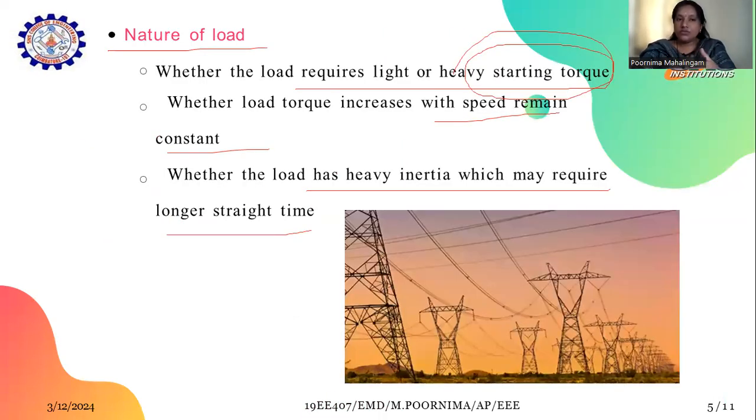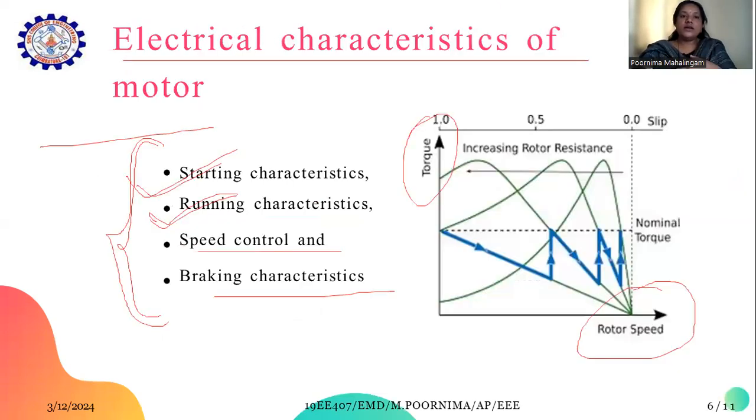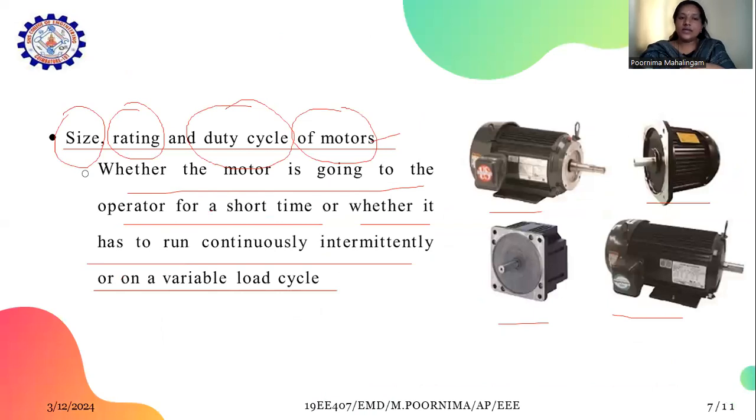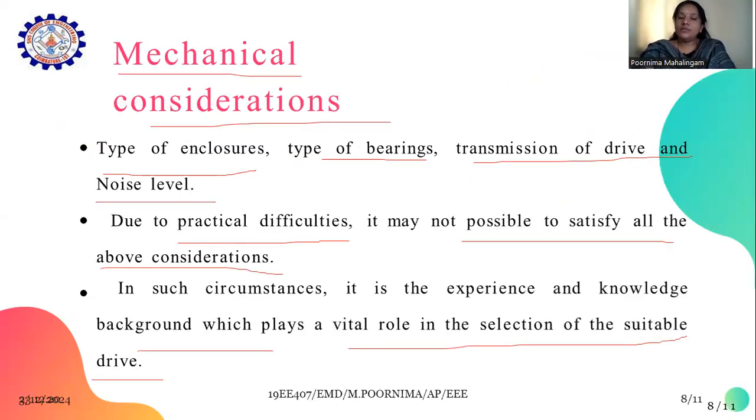Next are the electrical and mechanical characteristics of the motor, and the size, whether it is running continuously, running for a short time, or running with variable loads, where the load suddenly increases and suddenly decreases. We consider these factors, and finally the mechanical considerations. So, as an experienced person with background knowledge, we can choose a particular drive.